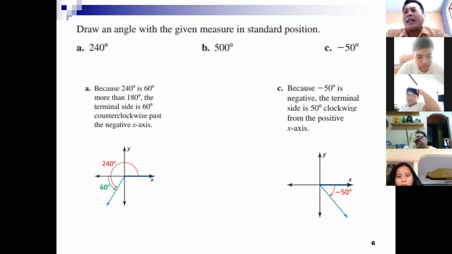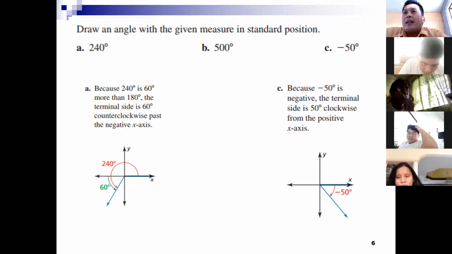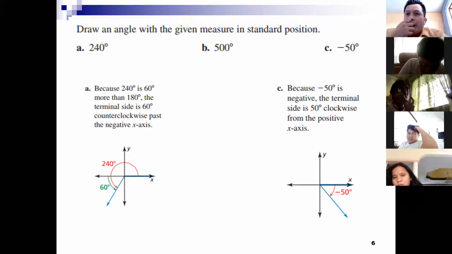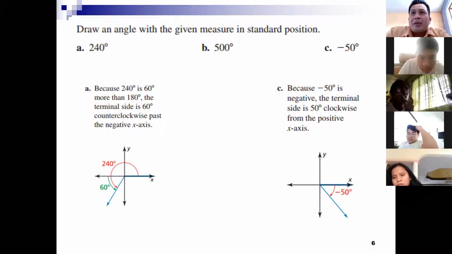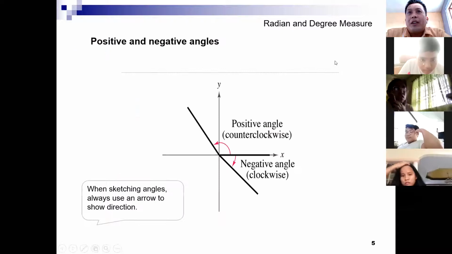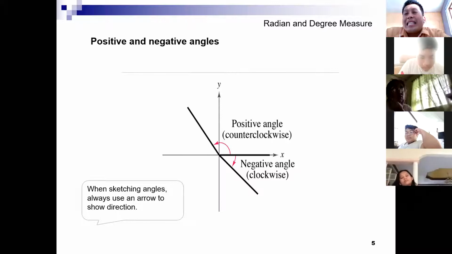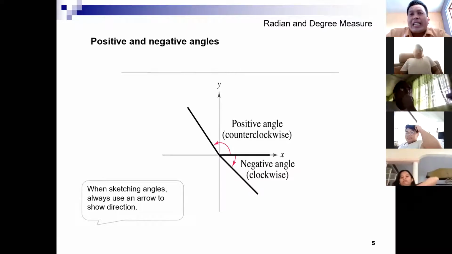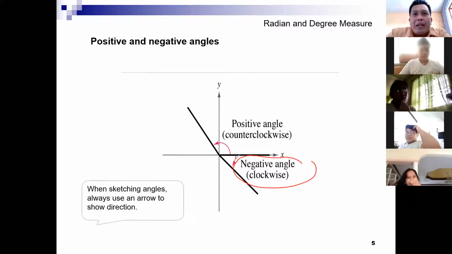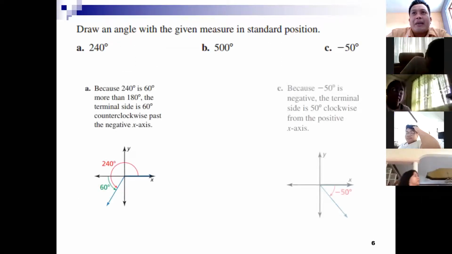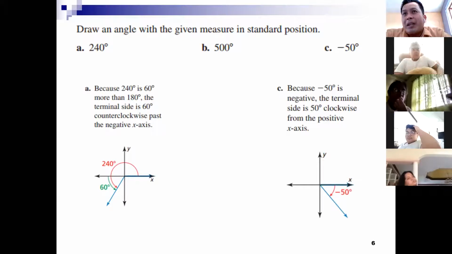Questions for letters A and C? Sir, why do we have to put negative 50 below, sir? Okay, let's go back to the definition of angles. If you draw angles in the direction which is clockwise, your angle is negative. So if the given angle is negative, you will draw it below the positive abscissa. That is why in our letter C, we draw the angle below the positive abscissa because the given is negative 50 degrees.